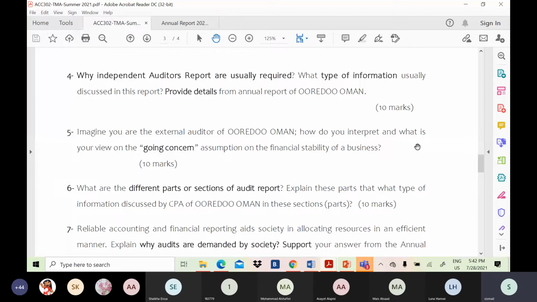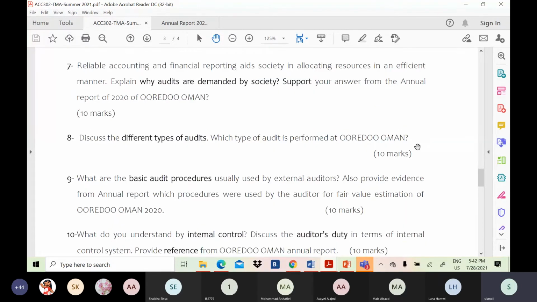Now let's go to question number 7. What he said. Reliable accounting and financial reporting aids society in allocating resource in an efficient manner. This is just introduction. What is the question? Explain why audits are demanded by society. This title you can find in chapter 1 by the same title. السؤال ده موجود صراحة في chapter 1. Why audit are demanded, and we answered.